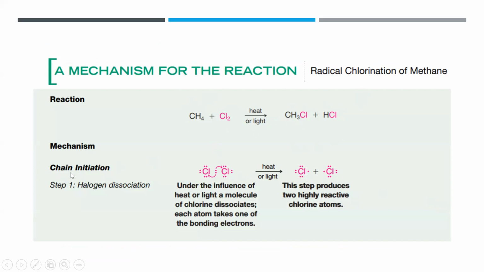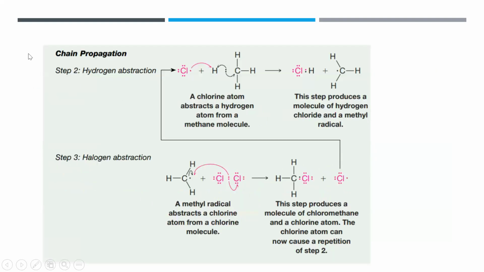The first step of the mechanism is the chain initiation step. We have already discussed this one. It's a homolytic bond cleavage, and you produce your chlorine radicals, so this one is halogenization. The second step: once you have your halogen radical, it will abstract the hydrogen from your alkane, through a homolytic bond formation, and you produce an alkyl radical.